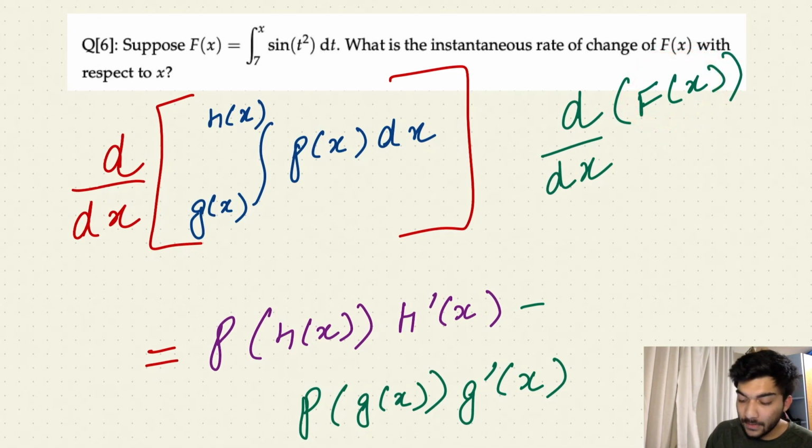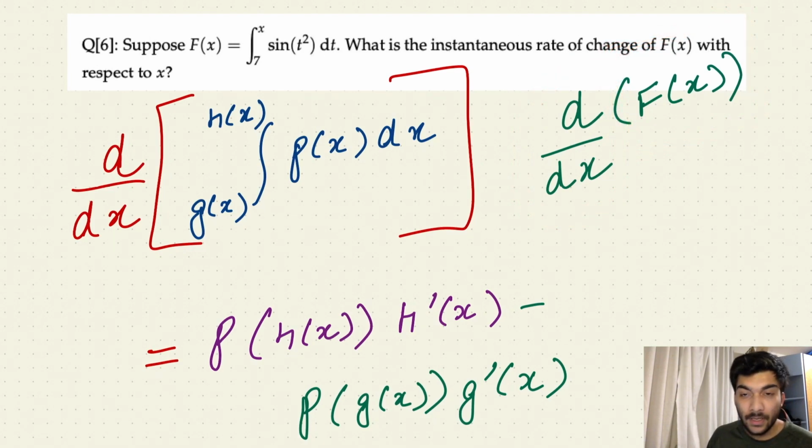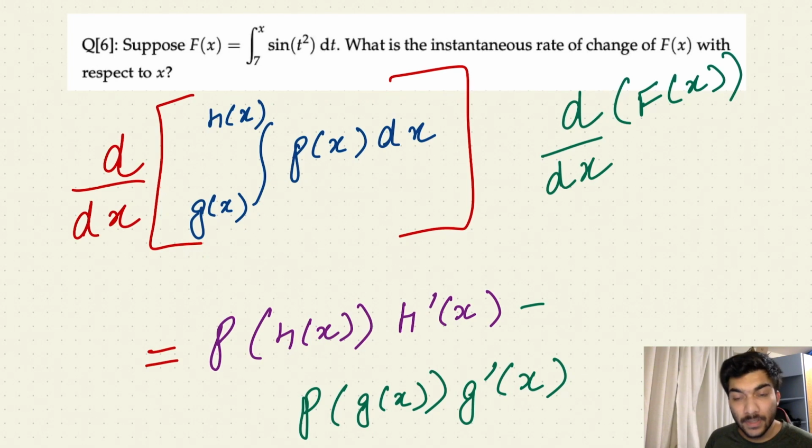And in this case, our capital F(x) is the definite integral. So we'll take the derivative of a definite integral. In order to calculate this expression, you will evaluate it, and based on the result, you'll get the instantaneous rate of change of F(x) with respect to x. So let's write the function first.